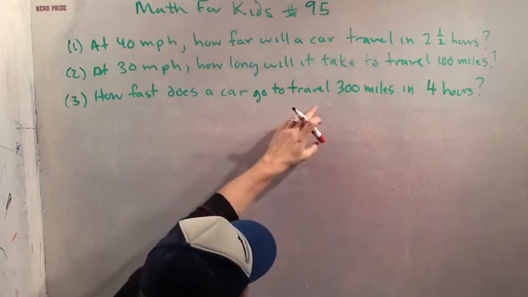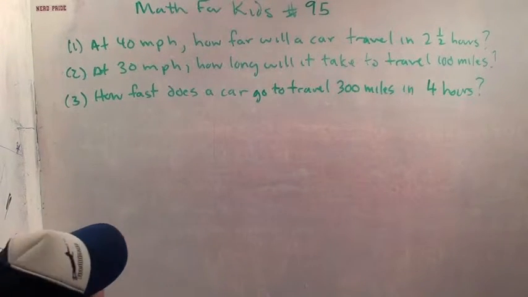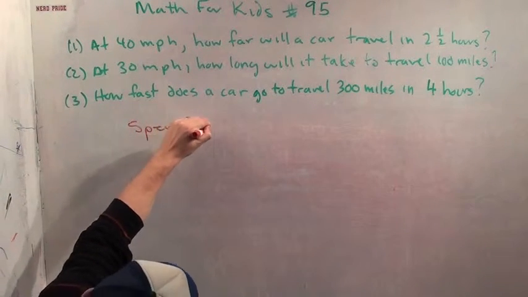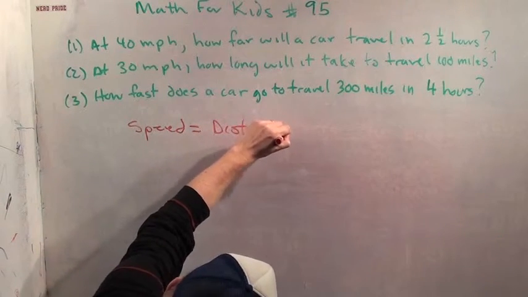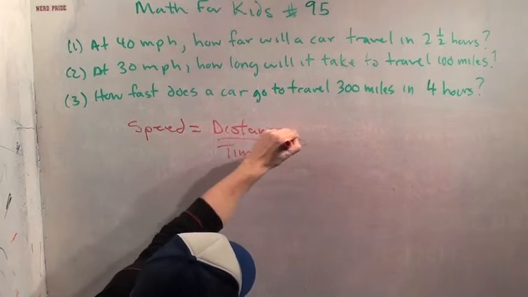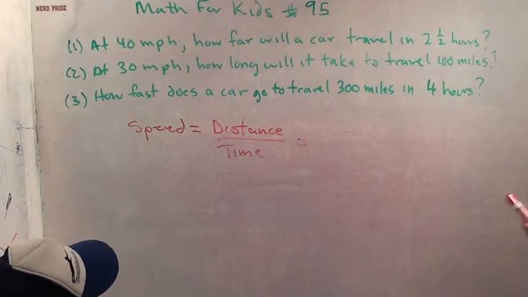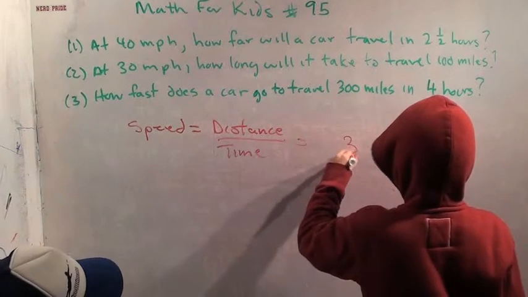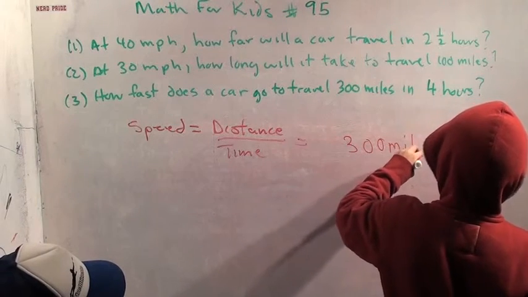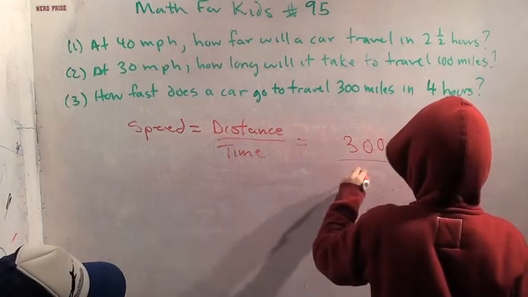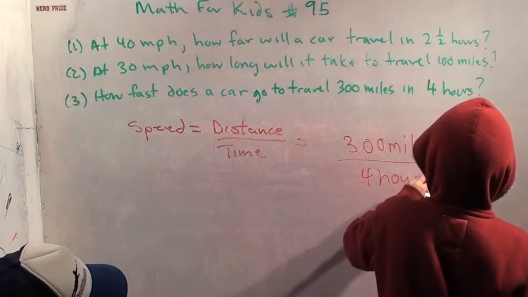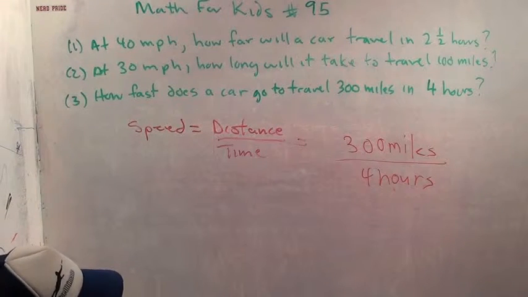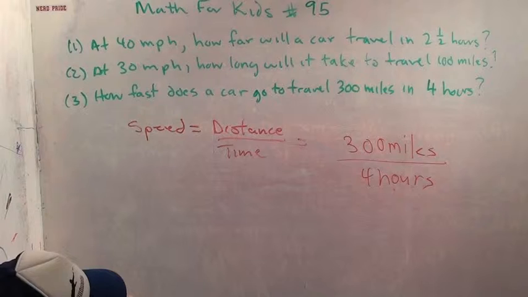Last one. How fast does a car need to go to travel 300 miles in 4 hours? So what equation are we going to use here? Speed equals distance over time, our original equation. Speed equals distance divided by time. Okay, so go ahead and figure this one out. Distance 300 miles divided by 4 hours. Awesome. It's going to be miles per hour.